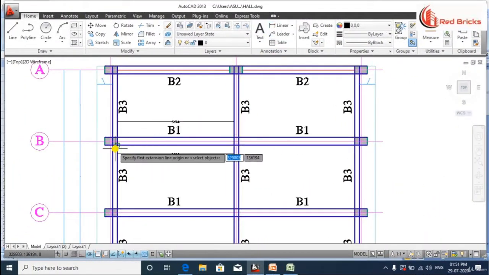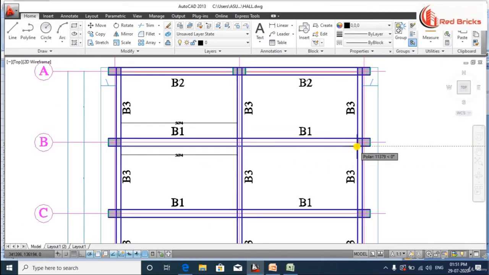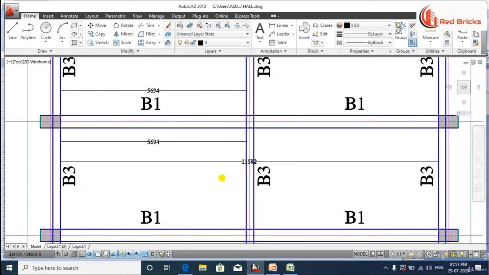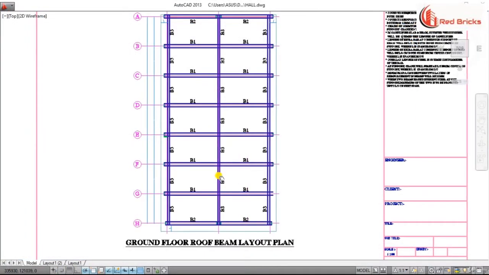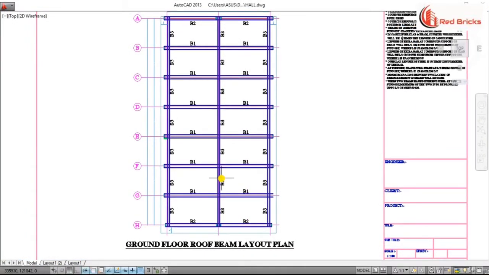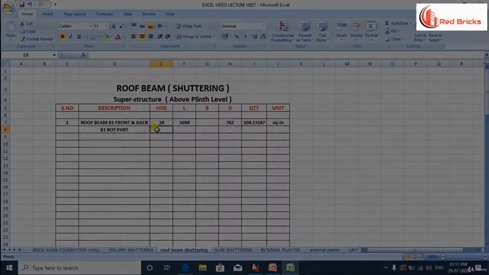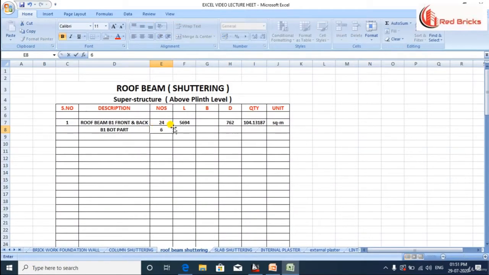Now we will find the bottom face of B1. Its overall length is 11,582. So we have 6 beams whose length is 11,582. Its number is 6, length is 11,582 and its depth is 380. We will calculate its quantity in the similar way we found the above quantity.